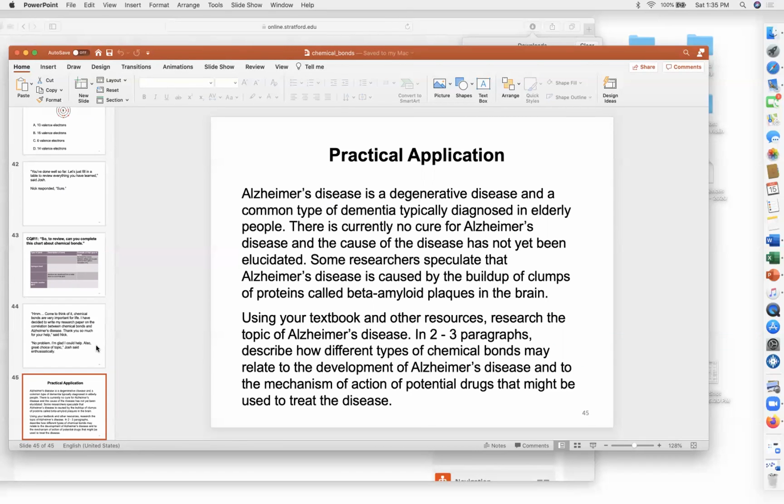Once you understand it and you see it visually, you not only can see it, you can now tell somebody else about it. So for example, because we're doing Alzheimer's, a degenerative disease, using your textbook searches, research topic exam, this is our case study, right? This is our goal, isn't it?